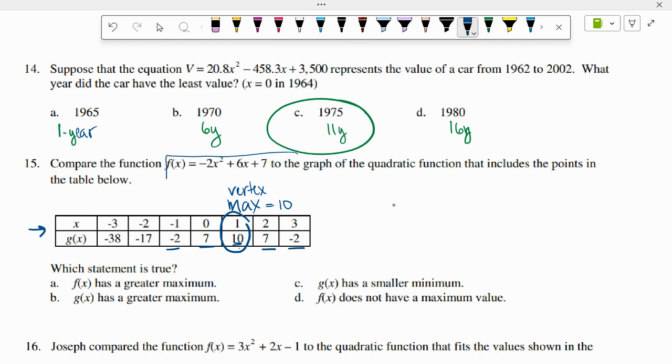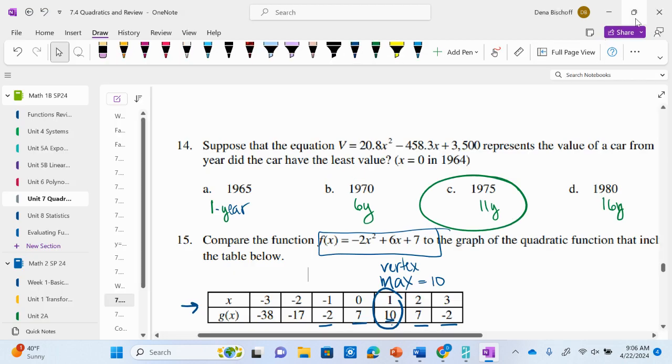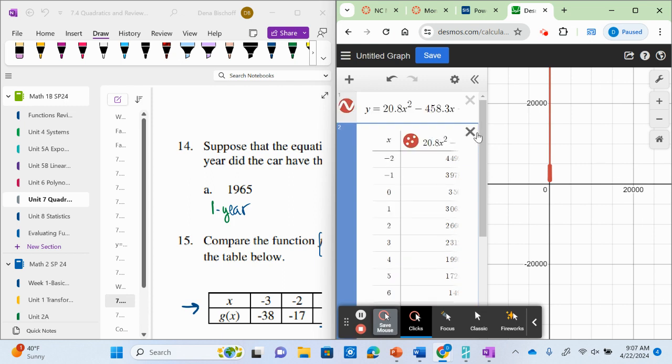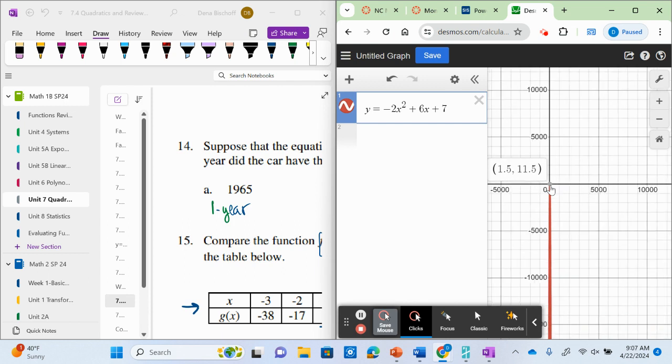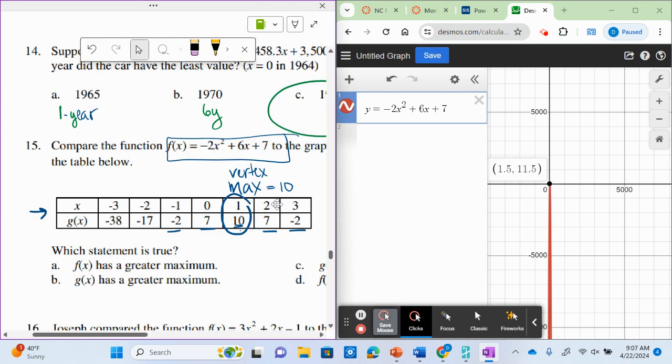Let's graph this one into Desmos. Negative 2x squared plus 6x plus 7. So I'm going to put that one into Desmos. So what's the maximum here? What is that point? Yeah, it's 11.5. The maximum is 11.5. So which one has a greater maximum?